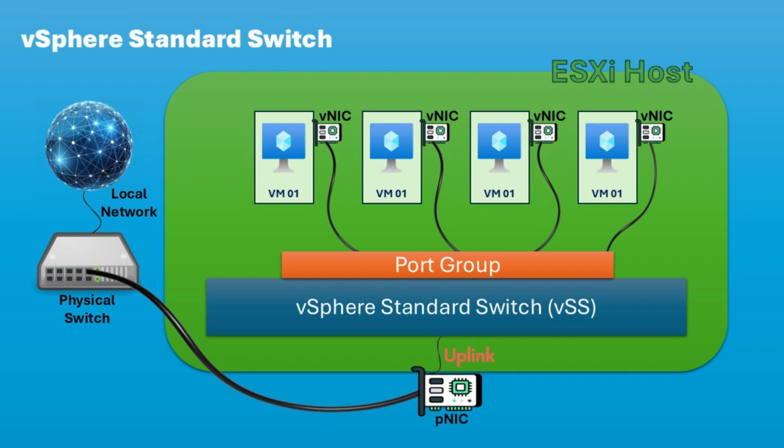Many admins use VSS for lightweight storage networks, simple VMkernel traffic, or as a reliable fallback management network in case a distributed switch fails. Because configuration is local to each host, they are useful for isolated test environments or scenarios where only one or two hosts need custom networking settings. In short, a vSphere standard switch is the right choice when you want something simple, local to the host, reliable, and easy to configure, without the need for advanced centralized network features.